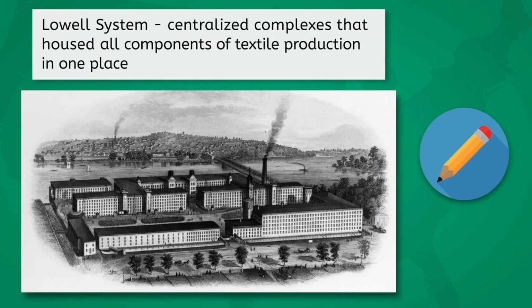The Lowell system achieved vertical integration by building centralized complexes that housed all components of textile production in one place, from the looms to workers' housing. This design was intended to increase efficiency and profits.